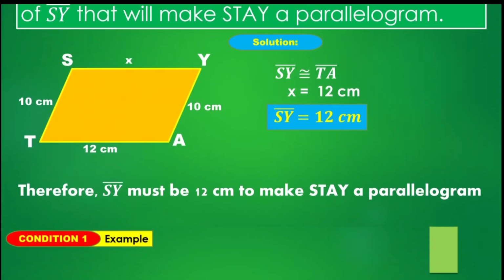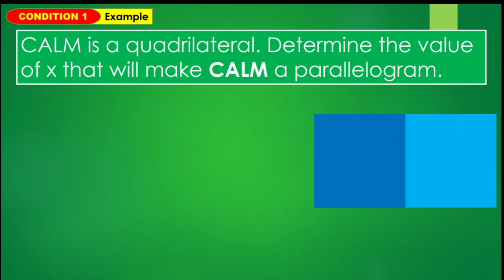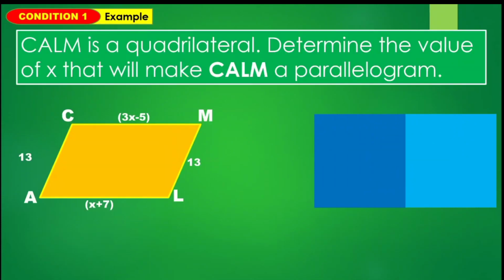Alright? Now let's have another example. Okay. So, CALM is a quadrilateral. We are asked to determine the value of x that will make CALM a parallelogram. So, take a look at this one. No problem with this side and that side. This is already 13. We have here side CM and side AL. And we're looking for the value of our x.